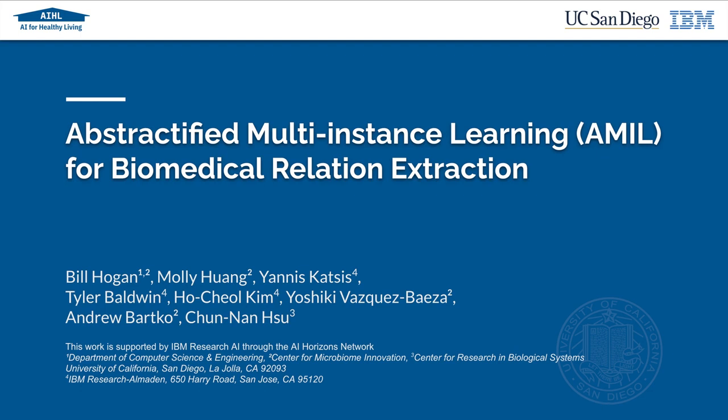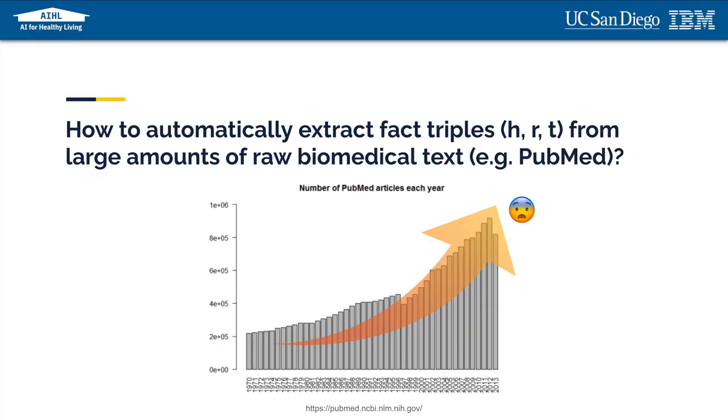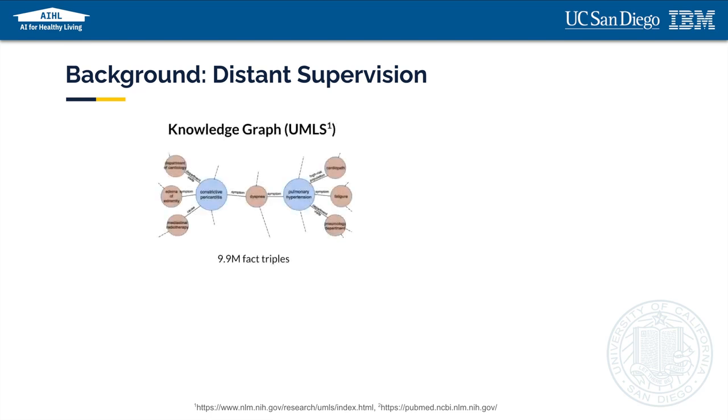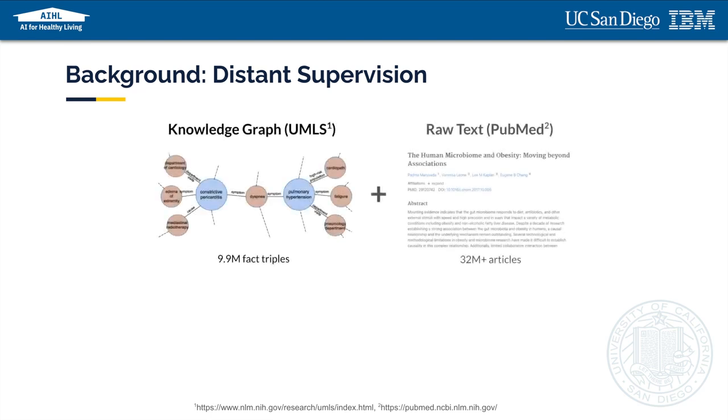I'll be walking through our recent work titled Abstractified Multi-Instance Learning for Biomedical Relation Extraction. The question we're asking is, how can we automatically extract fact triples from large amounts of raw biomedical text, such as PubMed? In this work, we use a distant supervision approach where we start with a knowledge graph of biomedical entities and raw text from PubMed.